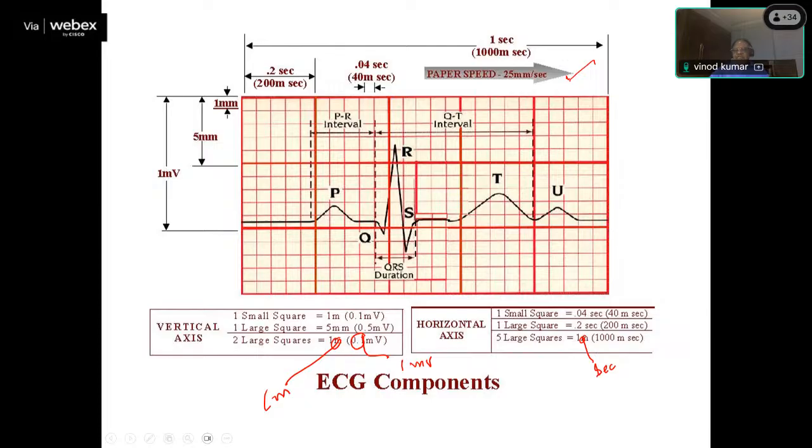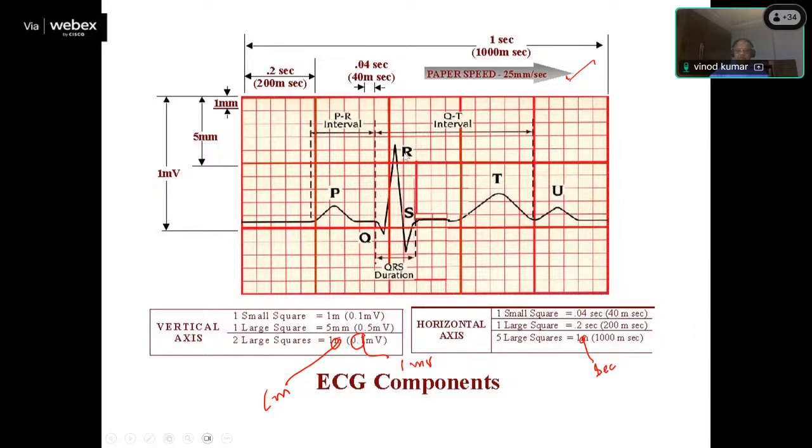So this indicates 60 beats per minute. This is one cycle. One cycle is roughly 1 second. And similarly, for magnitude, this one block is equal to 0.1 millivolt. So if it is 5 blocks, it will be 0.5 millivolt. And from this point to this point, that is two bigger blocks, is equal to 1 millivolt. So this is how we measure the peak, and along the x-axis the duration of each wave.